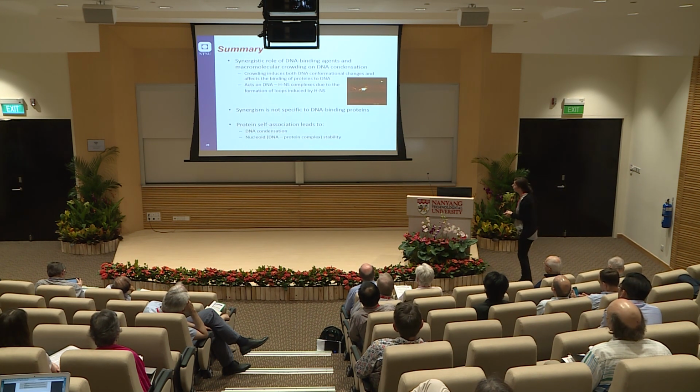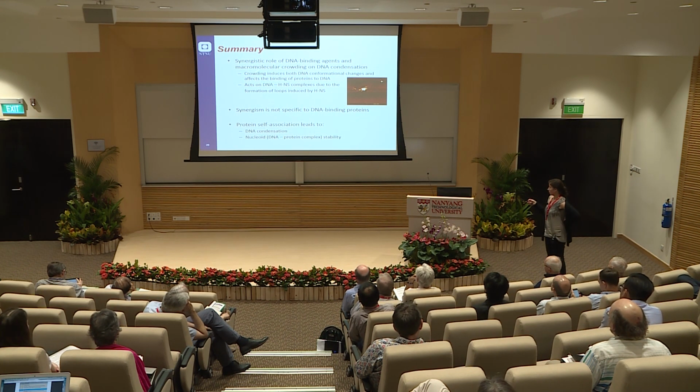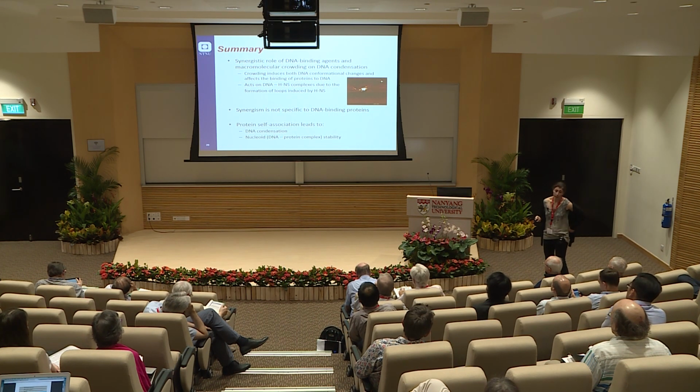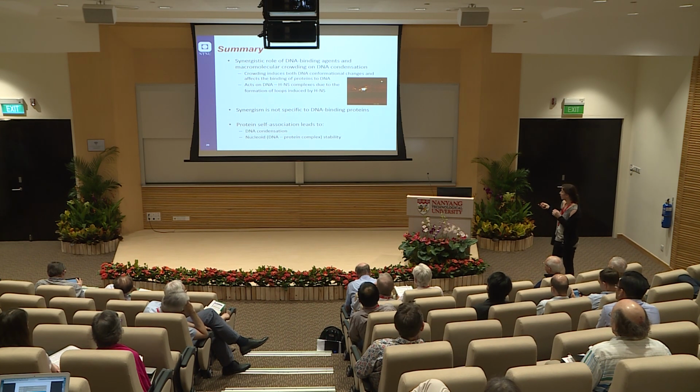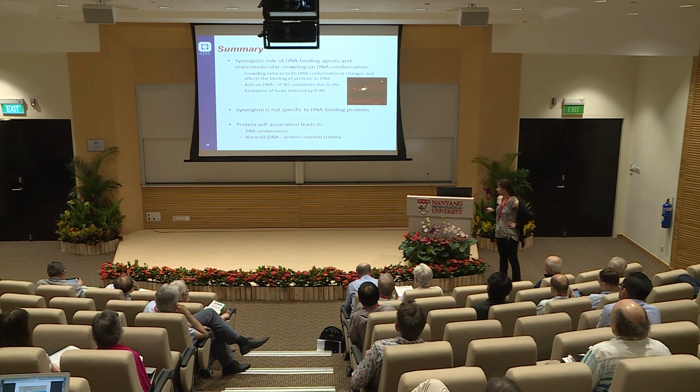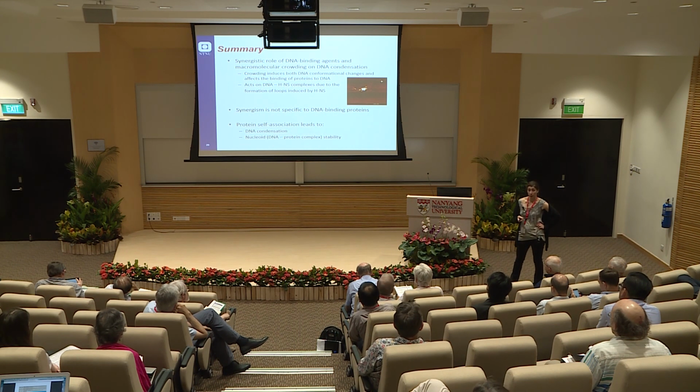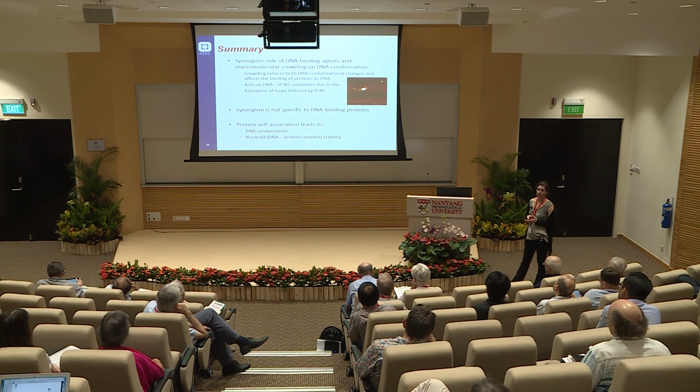So just to summarize, we've been looking at the synergistic role of DNA-binding agents and macromolecular crowding on DNA condensation. We saw that crowding induces both DNA conformational changes and affects the binding. I didn't go into this, but we believe that the PEG acts on the DNA-HNS complex because it forms loops, as we can see here in this AFM image. We saw that synergism is not specific to DNA-binding proteins. We saw that there's a big effect also on the ionic strength. And finally, we suggest that protein self-association leads to a stronger DNA condensation and also to a more stable protein-DNA complex. And that's all.